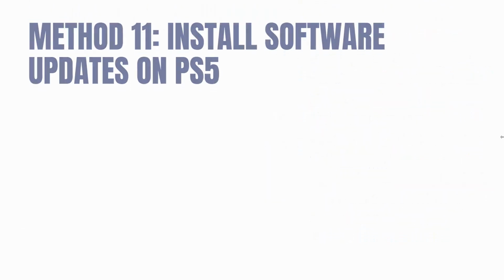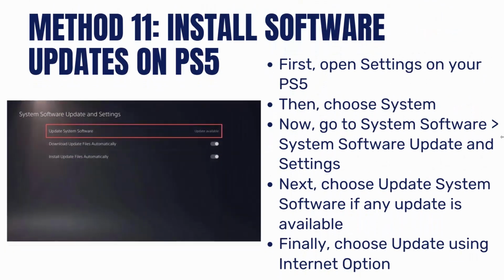If not, next method is to install software updates on PS5. For that, open settings on your PS5. Now choose system. Now go to system software. Then click on system software update and settings. Next, choose update system software if any update is available, and finally select the update using internet option.